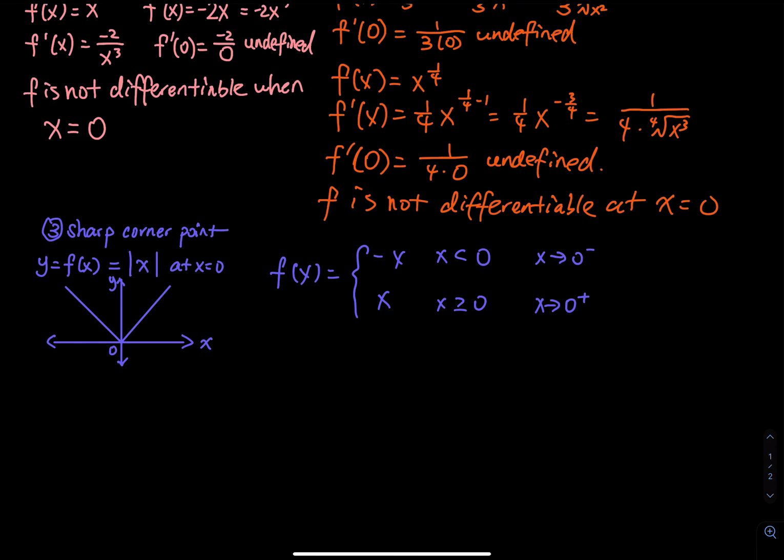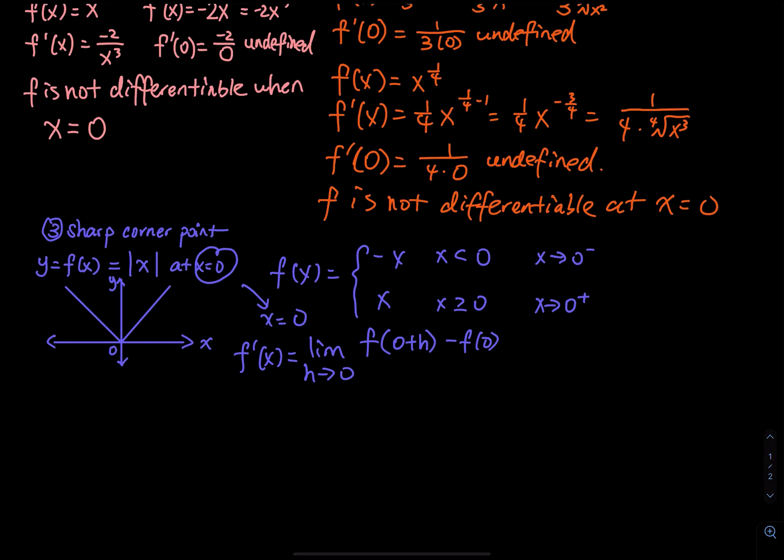Okay, so how about f prime of x? We set up the limit as h goes to 0. We are looking at x equals 0, so this is f of 0 plus h minus f of 0, divided by h. For this one, let's just use the absolute value of x. I will break down the left and right in the next line. So the absolute value of 0 plus h minus the absolute value of 0, divided by h. So it turns out we have the absolute value of h divided by h.